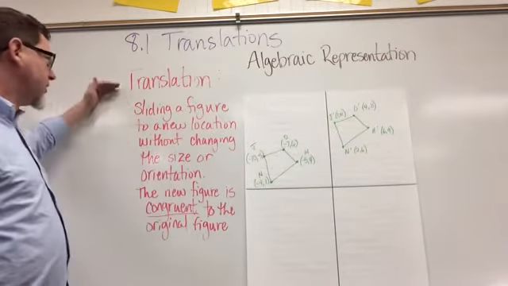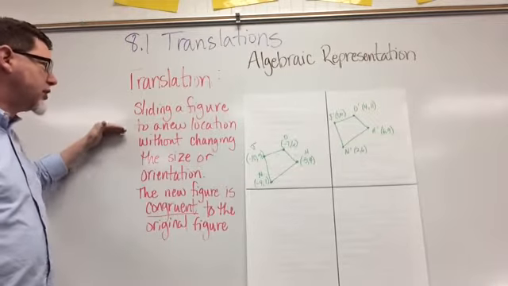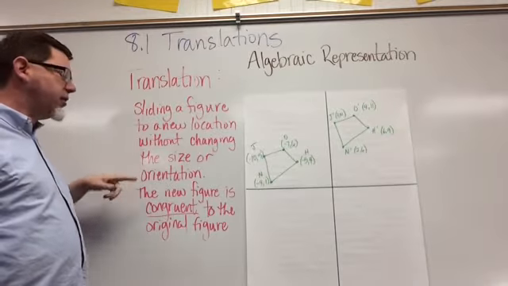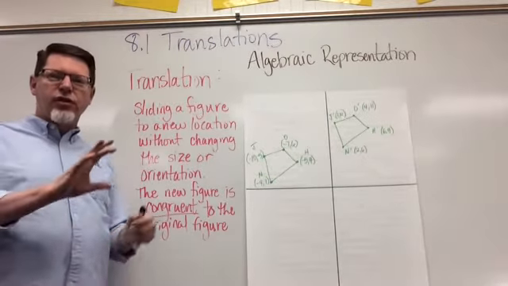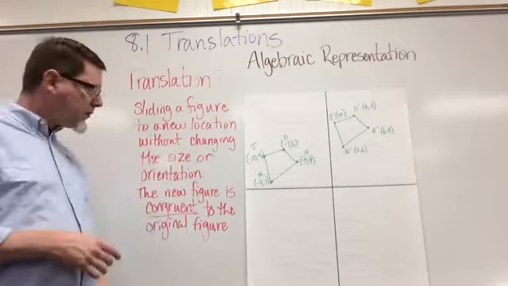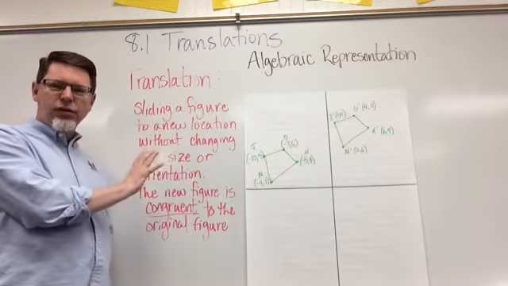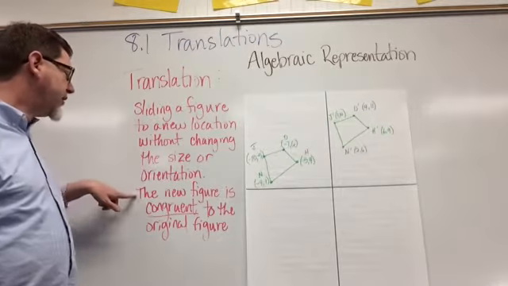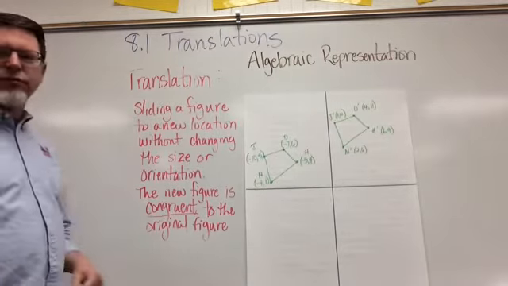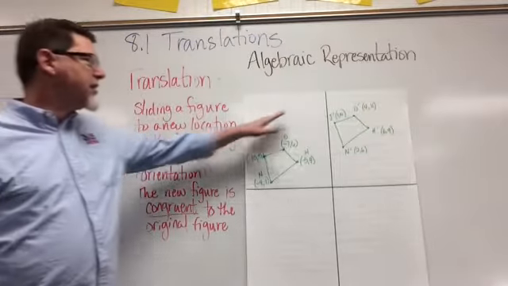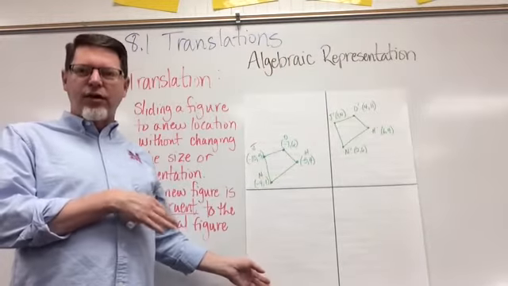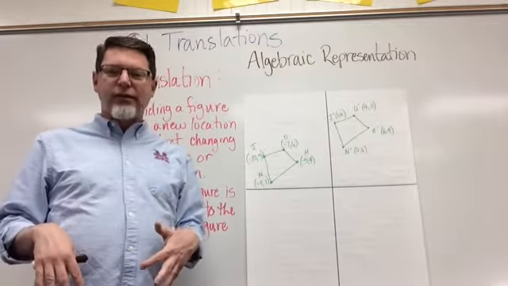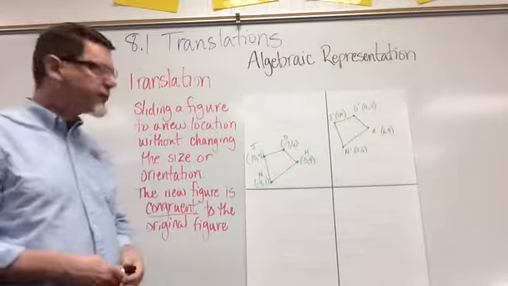Now, translation is sliding a figure to a new location, with emphasis on sliding, without changing the size or the orientation. The orientation is whether it turns or not, okay? So when we do a translation, it doesn't turn, it just slides from one place to another. The new figure is congruent to the original figure, okay? So you can see an example that I have here. You do not have to draw this on your paper. We'll write down some things, but you don't have to graph it, okay?